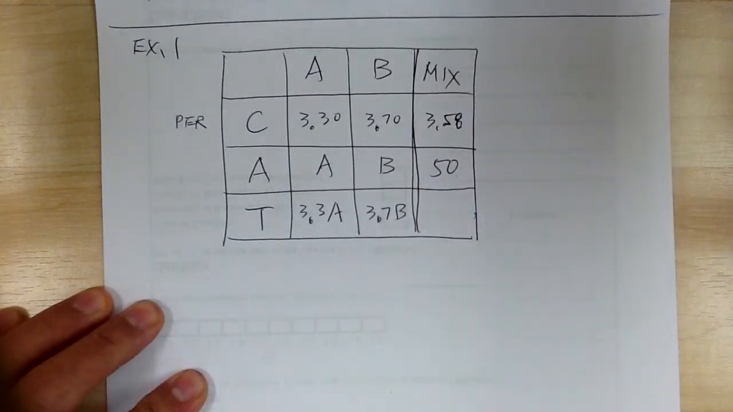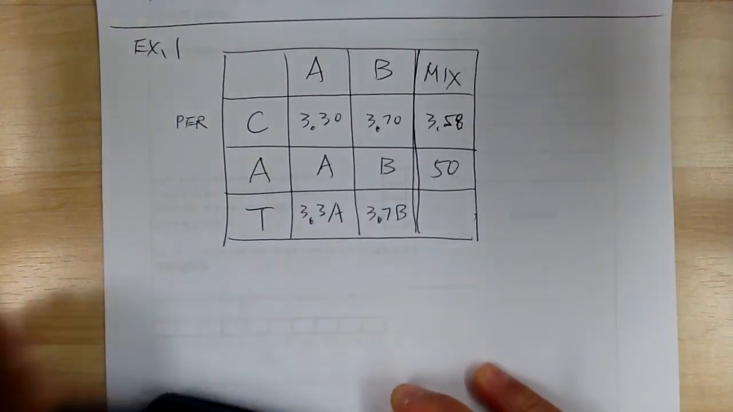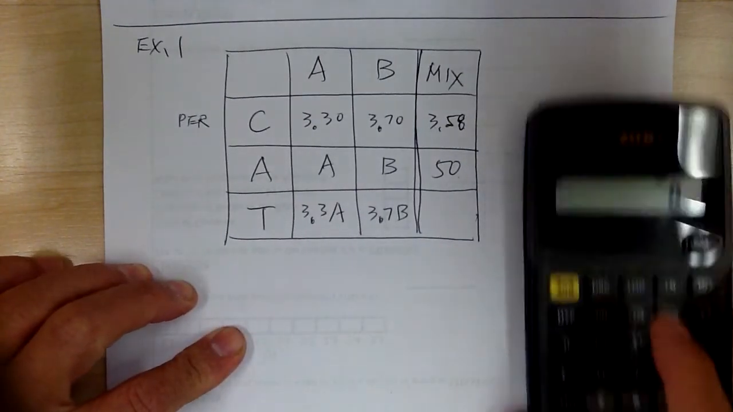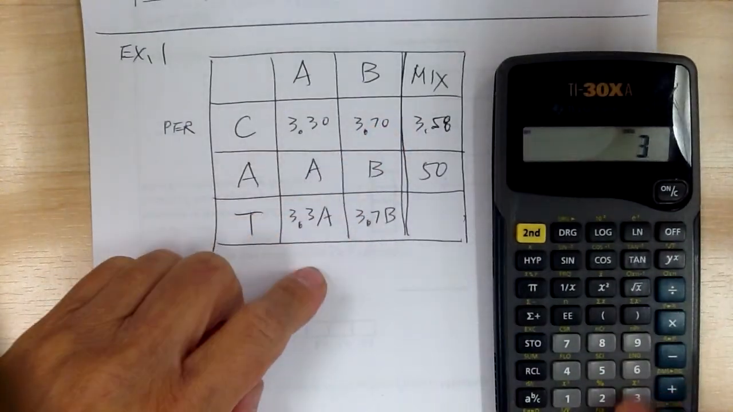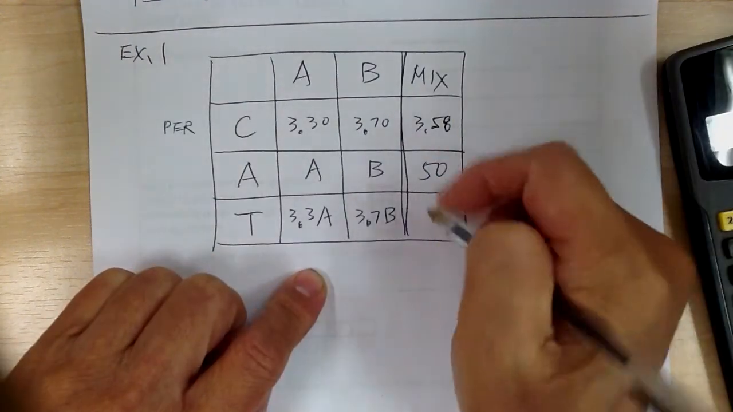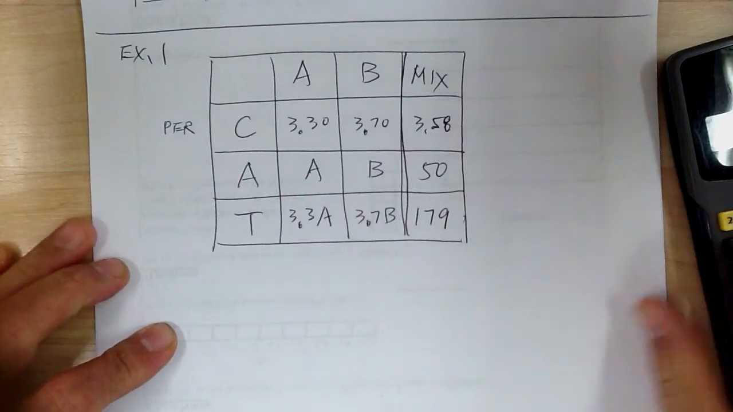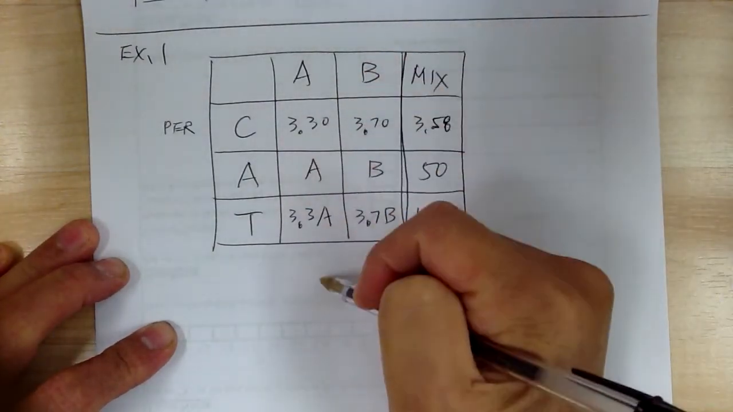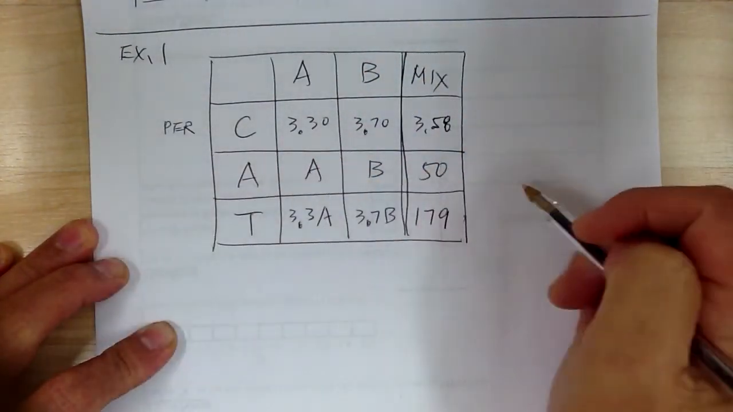So for this one, make sure you bring a calculator. You're going to be needing the calculator. So go and multiply out. You got 3.58 times 50. You get 179. So you multiply down the column and you go across adding.